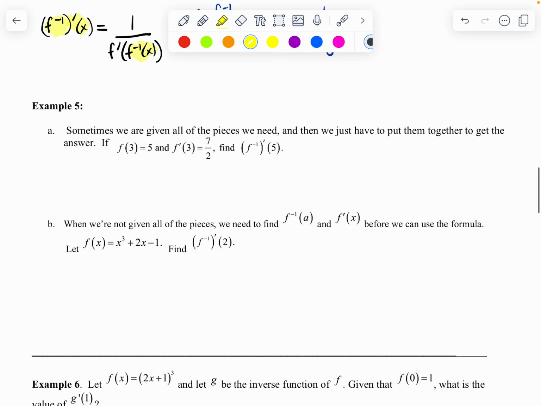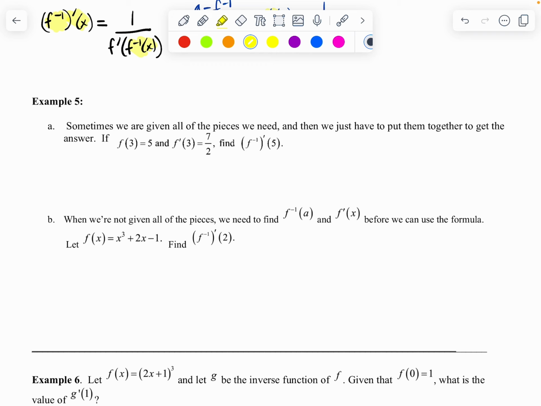Sometimes in these types of problems, we are given all of the pieces we need, and then we just have to put them together to get the answer. So in this one, they're telling us that f of 3 is 5, and f prime of 3 is 7/2. And then it asks us to find f inverse prime of 5. So since that's what it's asking us, that's what we're going to start with. We're going to start by writing down exactly what they're asking us to find. We need to find the derivative of the inverse at 5.